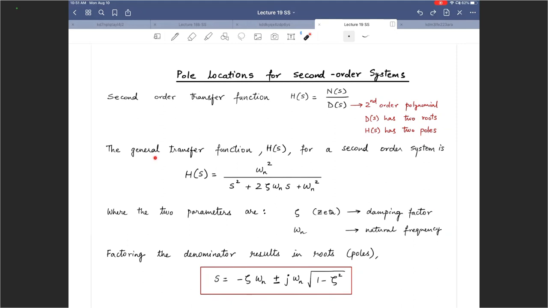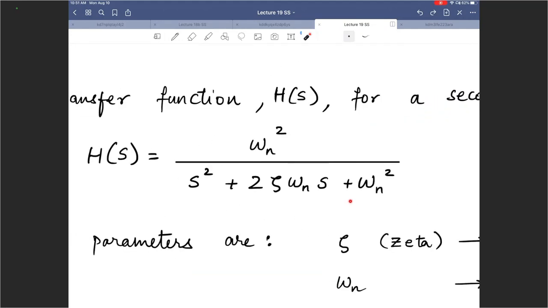Now, the general transfer function H of s for a second order system can be written in this form. What happens if it is not in this form? Well, manipulate it to get it into this form, right? You might have to multiply and divide by a certain factor. You might have to rearrange the coefficients of s. The numerator is omega n squared. The denominator is a second order polynomial: s squared plus 2 zeta omega sub n s plus omega n squared.